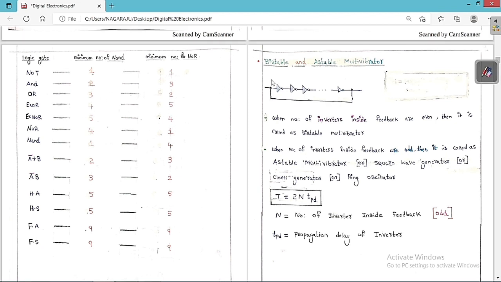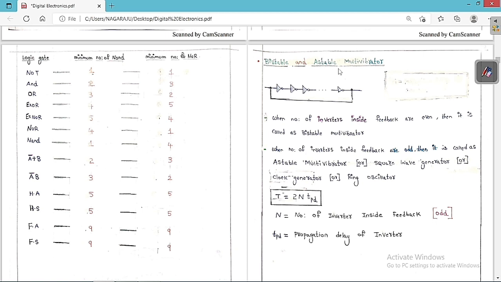So now we are going to discuss the bistable and the astable multivibrator. Bistable means we are going to have 2 stable states, and astable means the output is going to change continuously. That is the meaning of the bistable and the astable multivibrator. Astable means we change the output continuously from 0 to 1 and 1 to 0.